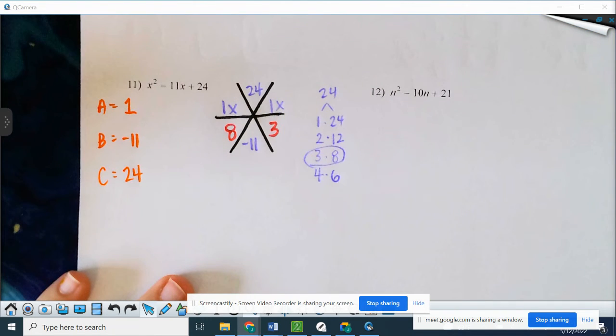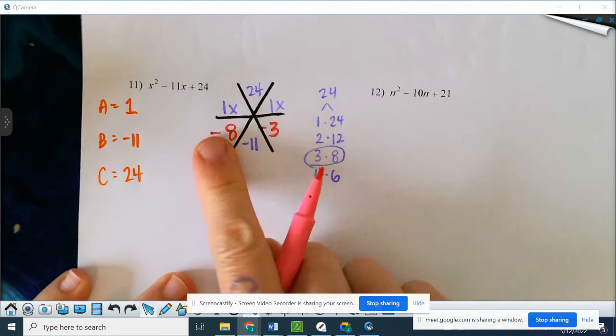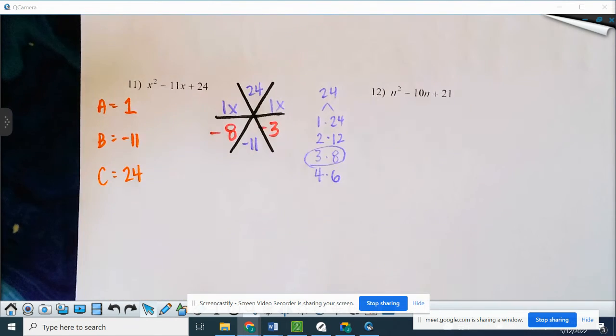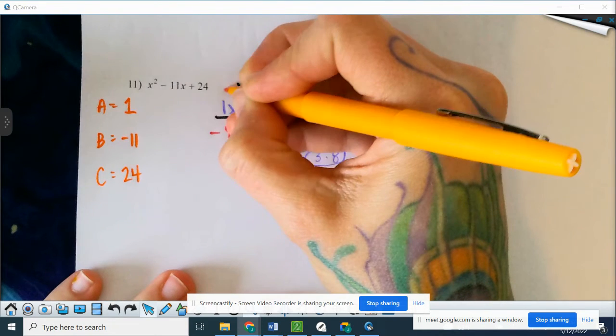24 is positive, negative 11 is negative. So my 8 and 3 need to both be negative. I need to owe you 8 and owe you 3 to have to owe you 11. And remember, multiplying two negatives is going to multiply to a positive. You still look at this fraction and decide if you can reduce it.